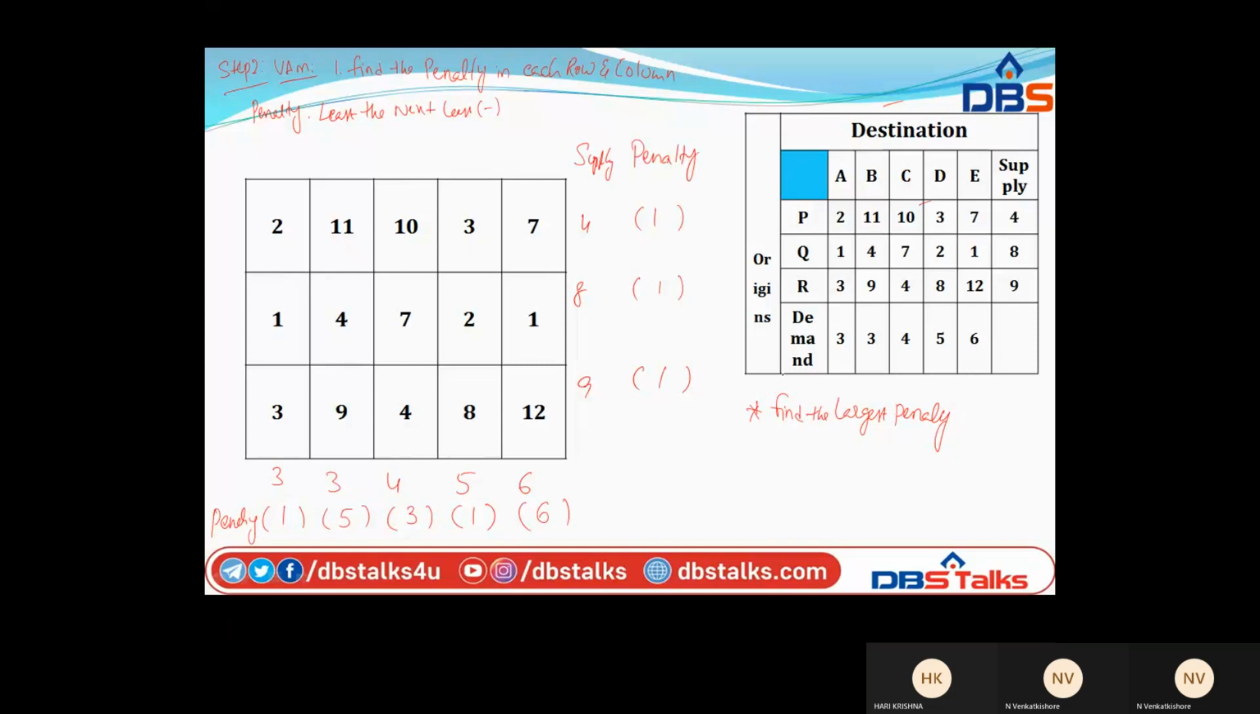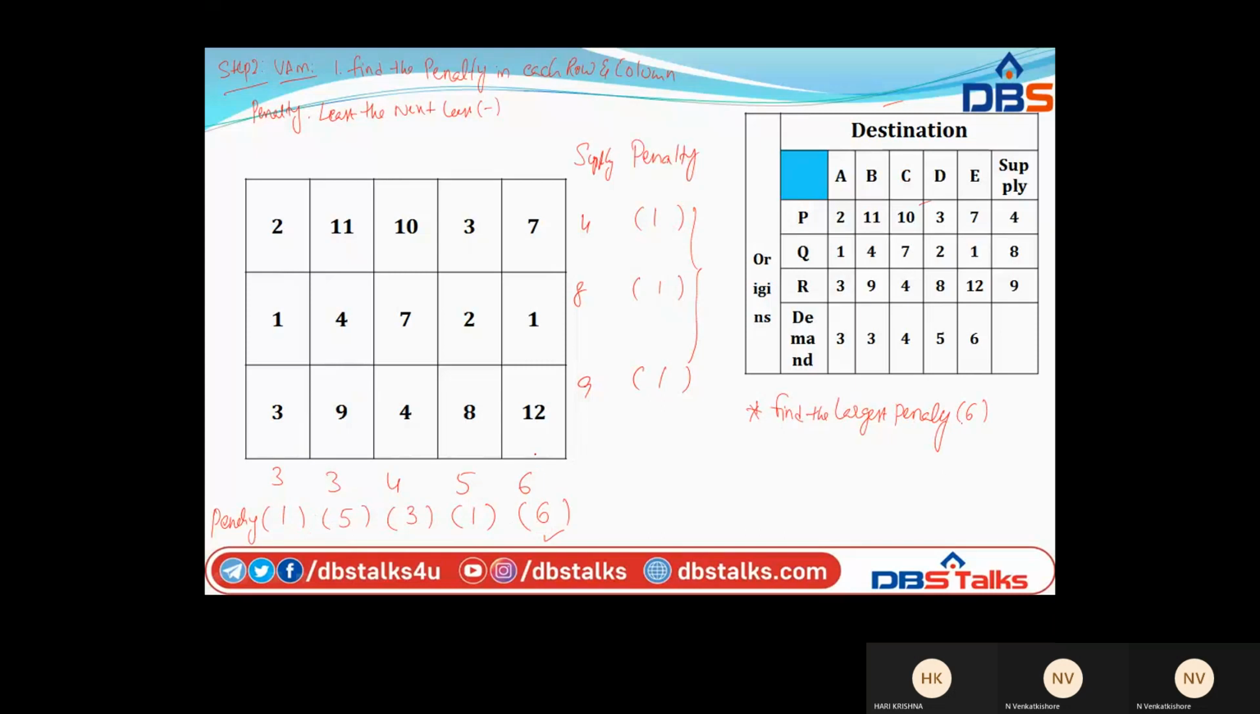Find the largest penalty. What is the largest penalty we are having? In this row, 6 is the largest. In these penalties, 1 is the highest. So 6 and 1, overall in the table, 6 is the largest penalty. So find the largest penalty, that is 6, and choose that penalty. So here 6 is the highest penalty.